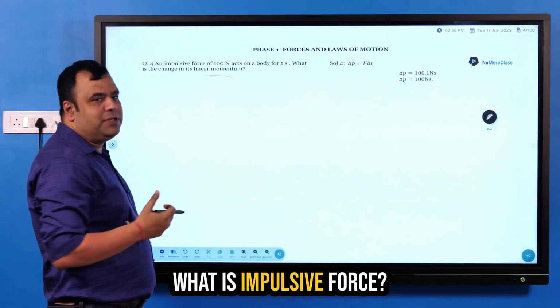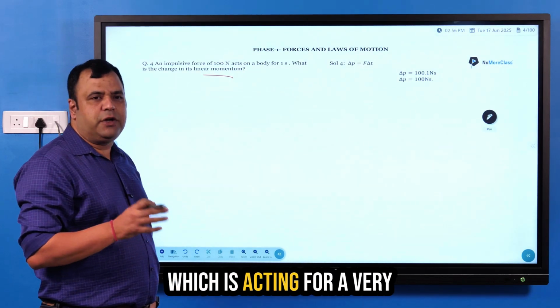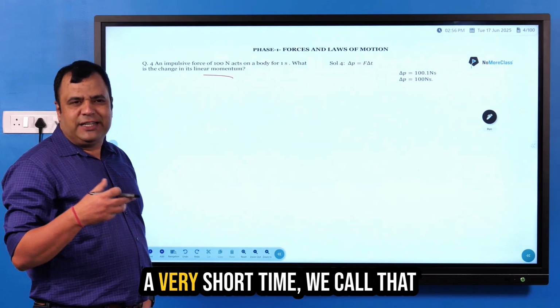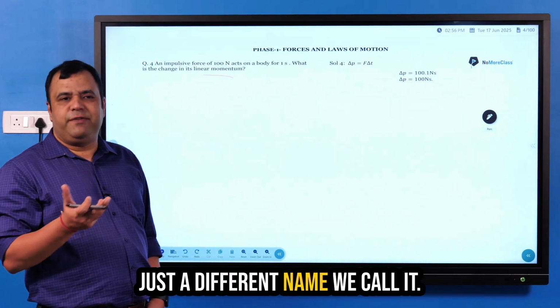The first question is, what is impulsive force? We know about the force. The impulsive force is the force which is acting for a very short time, but causes a change. So whenever a force is acting for a very short time, we call that force an impulsive force. Okay. Just a different name we call it.